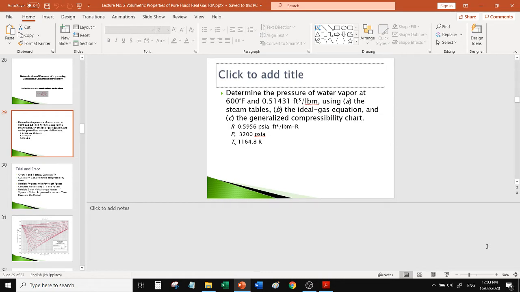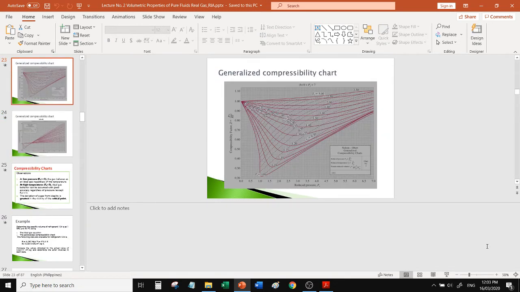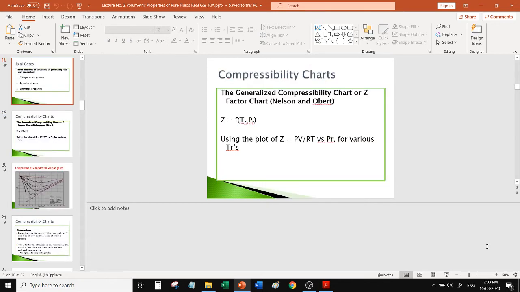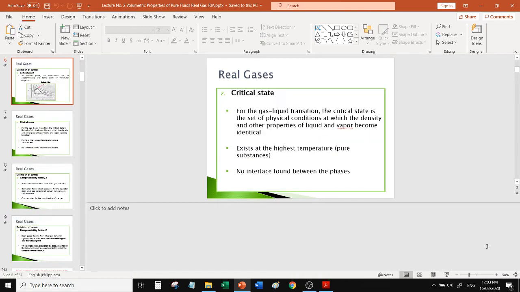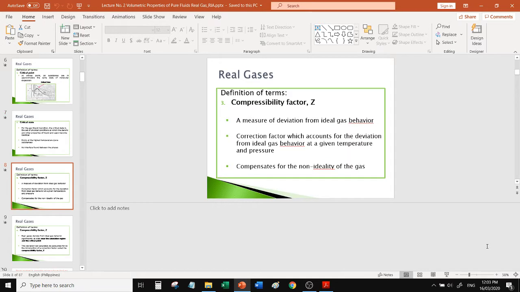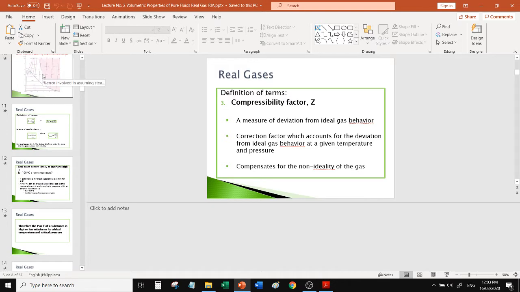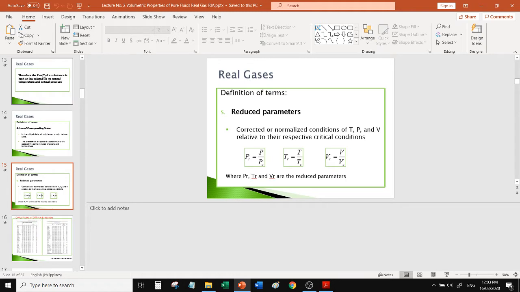Okay, let's continue our topic. So we stopped here. Just a quick review. Last meeting we discussed real gases. We discussed these terms: critical point, critical state, and the compressibility factor Z, which is a deviation from ideal gas behavior. And then last meeting we also discussed the compressibility charts.